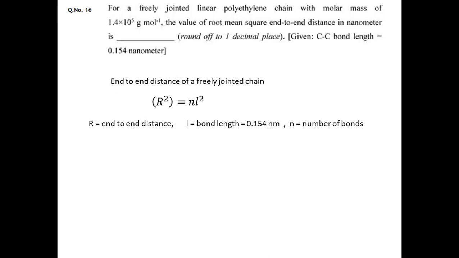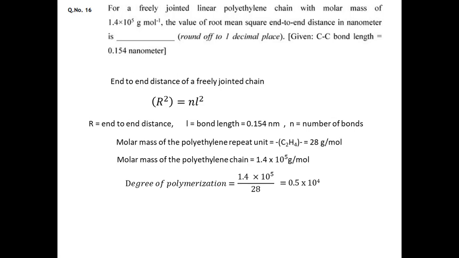Here, R is the end-to-end distance, N is the number of bonds in the chain, which is usually double the degree of polymerization, and L is bond distance. So L is given and we can calculate N by multiplying the degree of polymerization by 2. After this, we can put this value in the equation and calculate the root mean square value. And the answer is 15.4 nanometer.